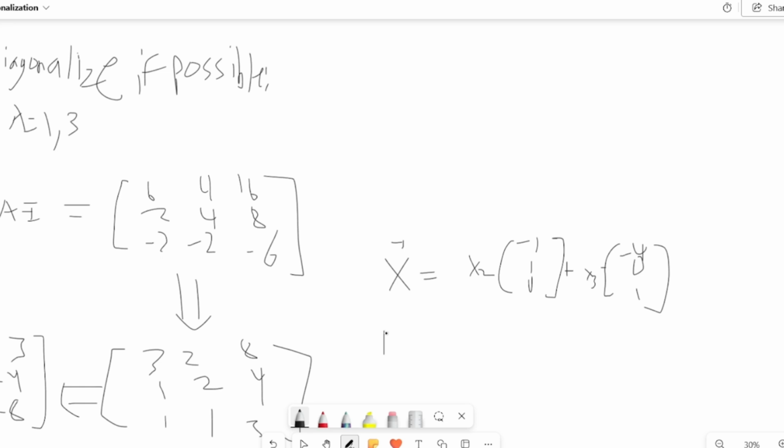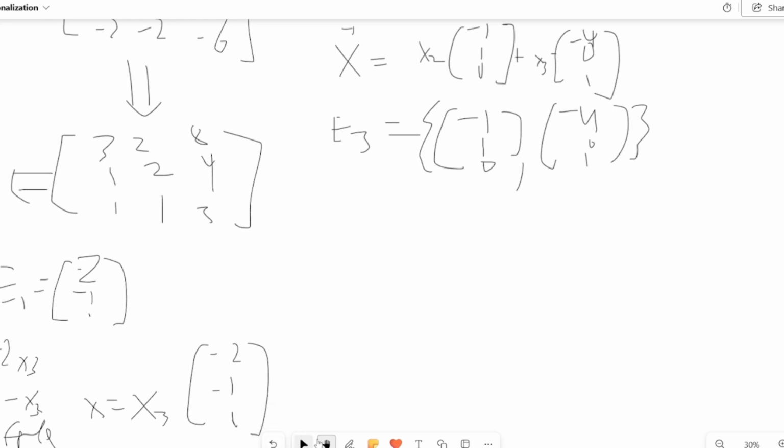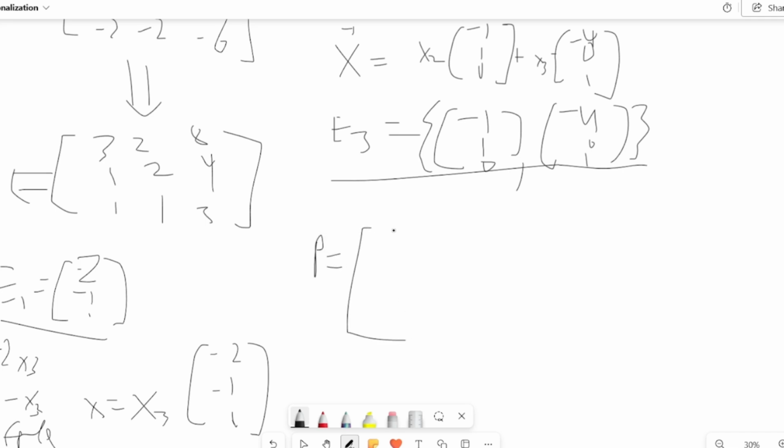So we have E3 equals the span of (negative 1, 1, 0) and (negative 4, 0, 1). Okay, now let's create our P and D matrices. So here we can see our two eigenspaces: the eigenspace for 1 and the eigenspace for 3. We know P are the basis vectors for the eigenspaces. So let's start with the two for the eigenspace of lambda equals 3, and then the one for lambda equals 1.